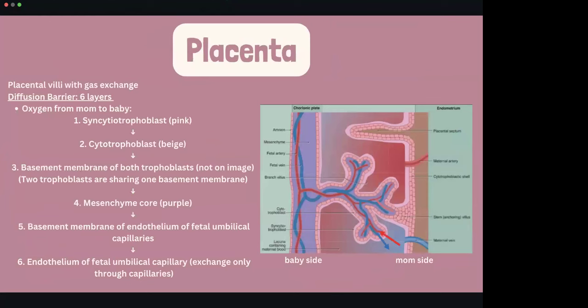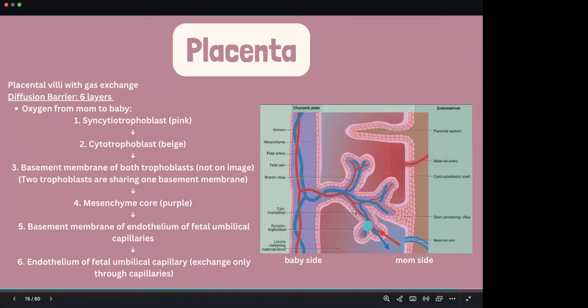Now, finally, the placenta. The placenta is the communication between the mom's blood and the baby's blood. Originally, it is 6 layers. So you have the syncytiotrophoblast, which is the pink, this one. You have the cytotrophoblast, you can see it here. And then they share the basement membrane for both the trophoblasts. It's not on the image, but they share one basement membrane.